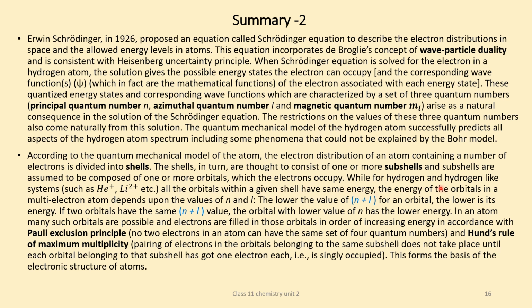While in hydrogen and hydrogen-like systems like helium, lithium, etc., all orbitals within a given shell have the same energy, the energy of the orbital in a multi-electron atom depends upon the values of n and l. The lower the value of n plus l for an orbital, the lower is its energy. If two orbitals have the same n plus l value, the orbital with the lower value of n has lower energy.